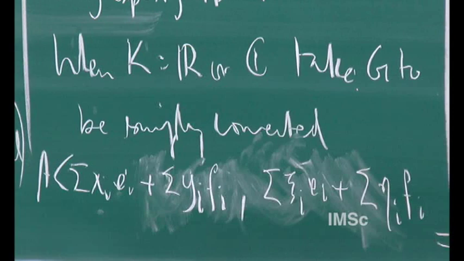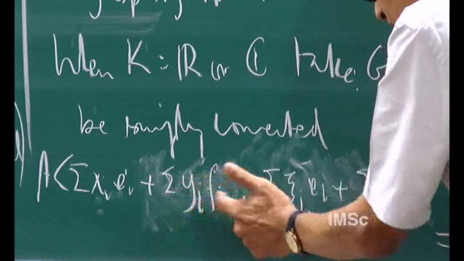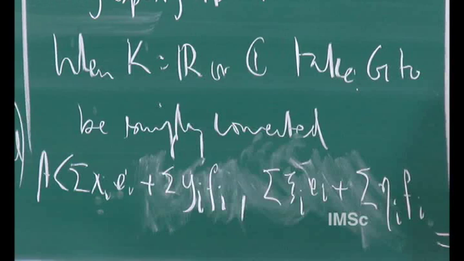Now I have to combine. Ei will give a non-trivial product only with fi, nothing else. So when I combine that, I get ei xi eta i. Then I combine fi and ei, so sign gets changed, so I get a minus sign there. That's what it looks like.